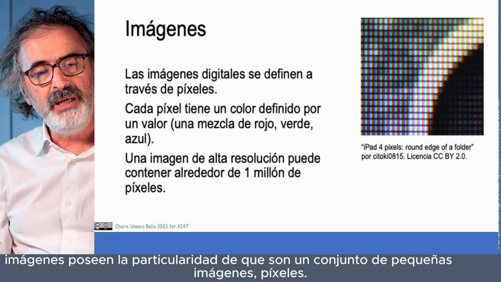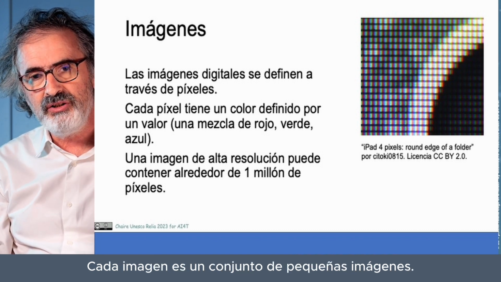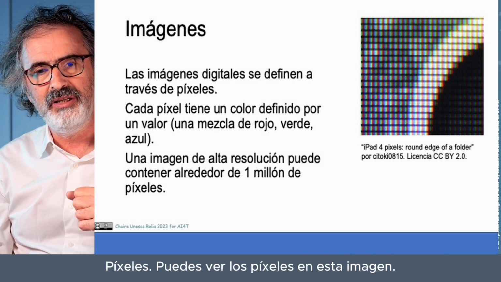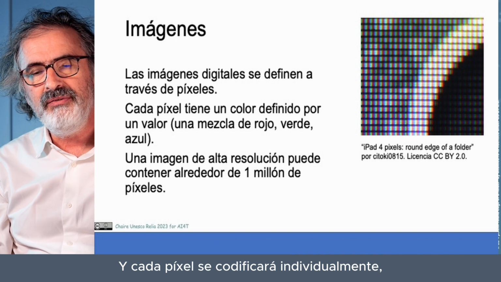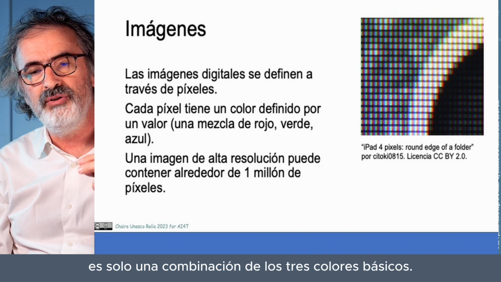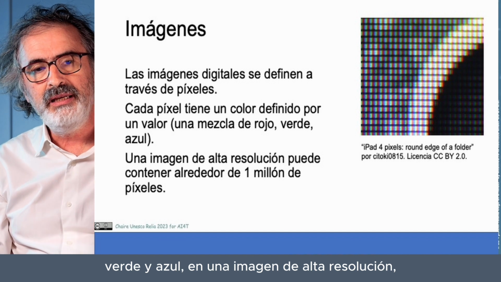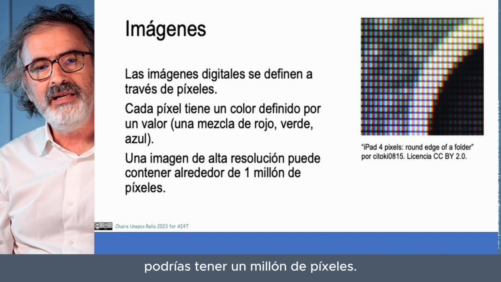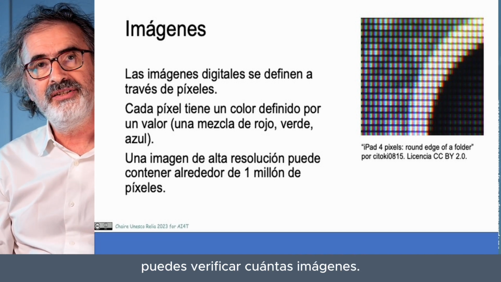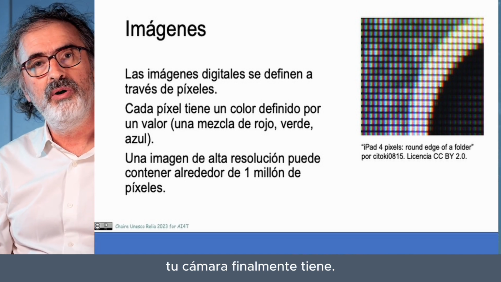These pictures have the particularity that each picture is a collection of small pixels. You can see the pixels on this little image, and each pixel will be individually encoded as a color. That color is just a combination of the three basic colors for a computer, which are red, green, and blue. In the case of a high-resolution image, you might have 1,000,000 pixels. If you've got a digital camera, you can check how many pixels your camera actually works with.